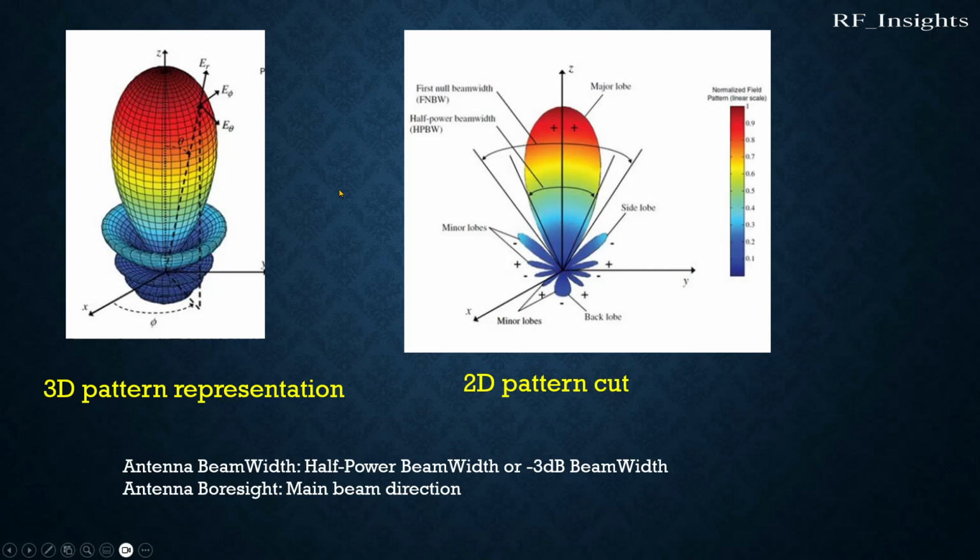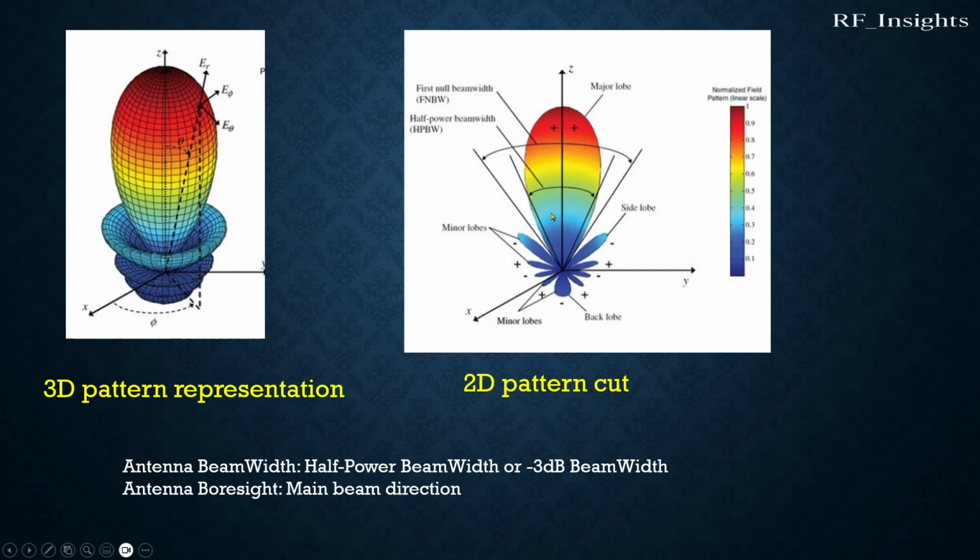Here you can see a 3D presentation of the antenna pattern in the picture on the left side. The 3D presentation gives the most comprehensive view of the antenna pattern. You can see how the energy is radiated around an antenna. There's a color code that shows where the gain of the antenna is highest and where the gain decreases.